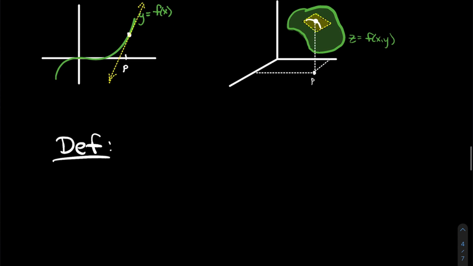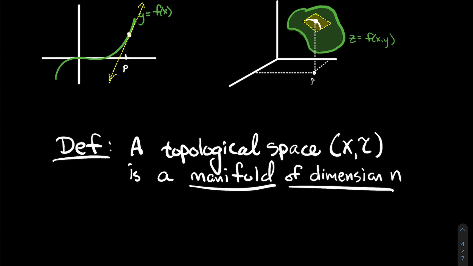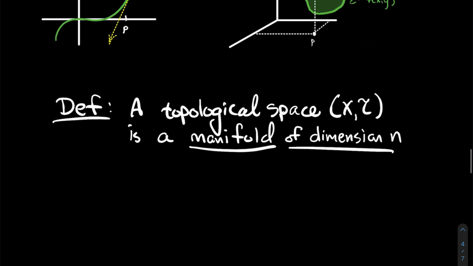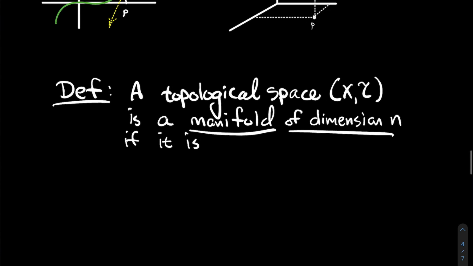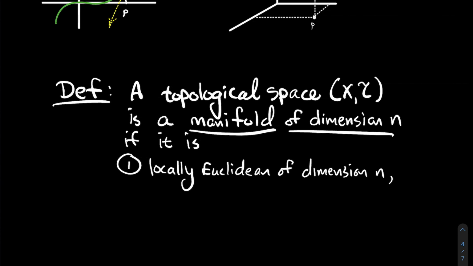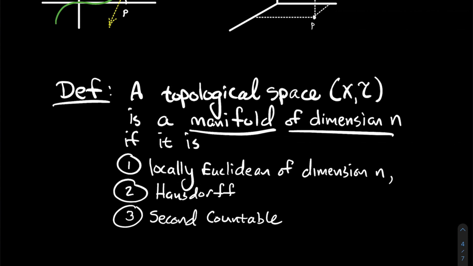Our last definition here is going to say that a topological space is a manifold of dimension n if three things happen. One, it's locally Euclidean of dimension n, so that means that each point should have a neighborhood that looks just like R^n. Number two, it's Hausdorff. That means that any 2 points should have non-empty open sets that separate them. And number three, that it's second countable. So you can find a countable basis for the topology.